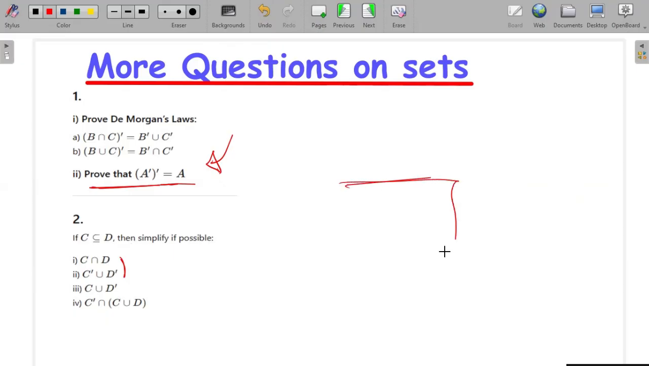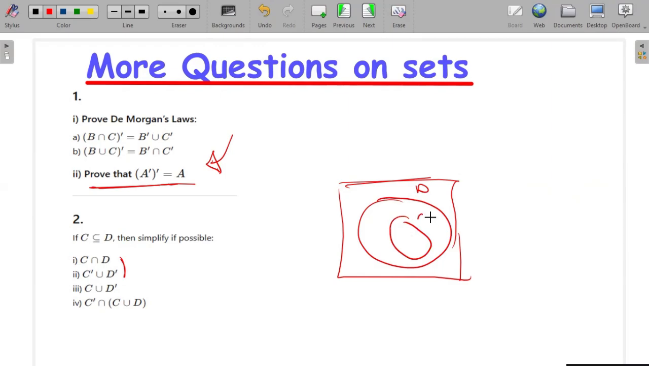As a Venn diagram, I draw it like that. Then I have D outside here. Then I have C that is contained there, C. So they're saying what is A intersect what? What is C intersect D?